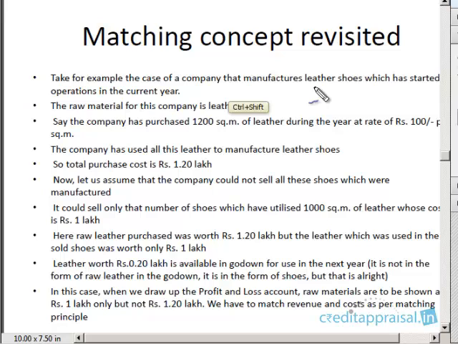Let us take the example of a shoe manufacturing company. This is a company that is manufacturing leather shoes. So the raw material for this company is obviously leather, right? Say the company has purchased 1200 square meters of leather during this year at the rate of 100 rupees per square meter. So the total cost of purchase is 1200 into 100, that is 1.2 lakhs. So this is the purchase cost. The company has spent 1.2 lakhs on purchase of raw leather during this year.